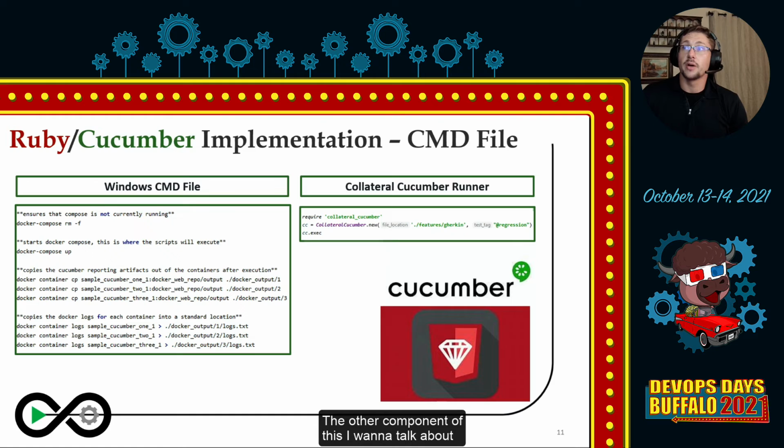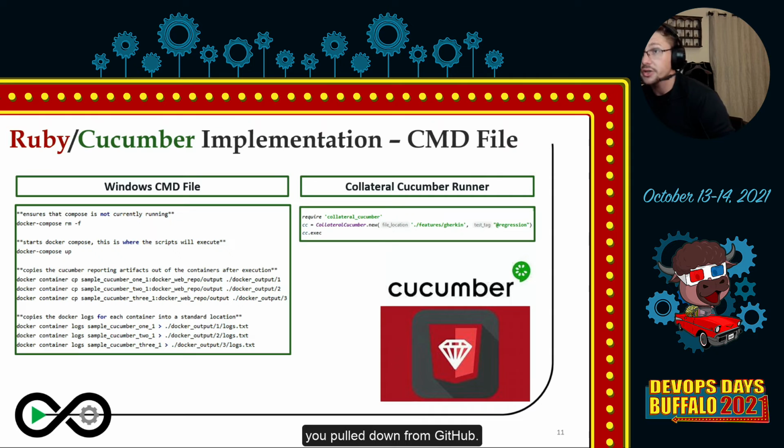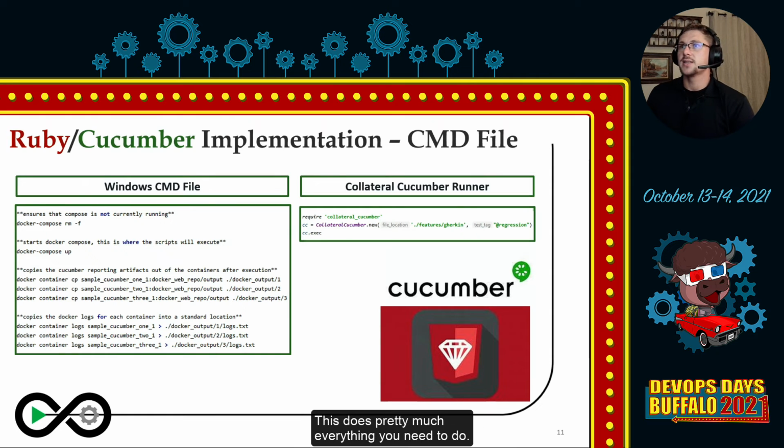The other component of this I want to talk about is the Windows CMD file that you'll see at the root of the directory you pull down from GitHub. This does pretty much everything you need to do. It'll spin up the compose instance, it'll bring it down, and it then copies the logs out of the instance and the HTML output for Cucumber. So what this does is provide us the meaningful artifacts out of the container before the container is destroyed.